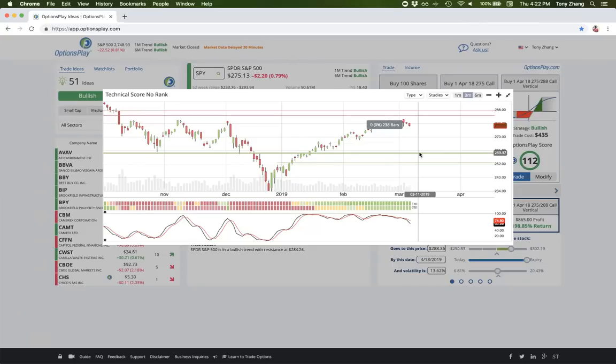So I don't know that this is necessarily the type of environment that requires everyone to hedge their portfolio, but the goal of this webinar is to prepare you so that in the future, if you do feel that the markets are going to make a big correction, you have the tools and you know how to go about putting on a hedge for your portfolio.